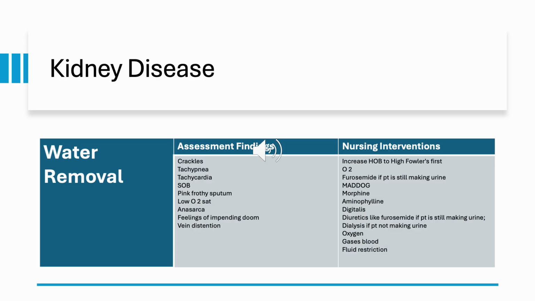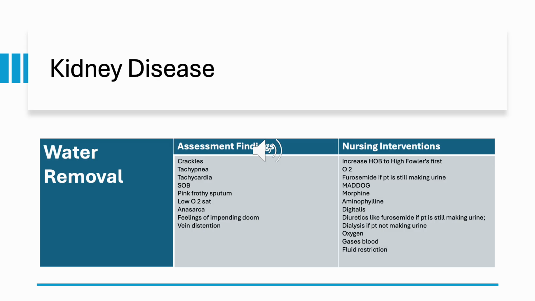Also, sometimes, you know, the skin under your eyes is like the weakest skin in your body, or it's not that tight. So if you're going to have edema, sometimes the first time you'll see it is under your eyes. They'll be puffy. Feelings of impending doom. Anytime somebody has a low O2 sat or they're hypoxic, they could have feelings of impending doom. And vein distension, like jugular vein distension, they could have that as well.